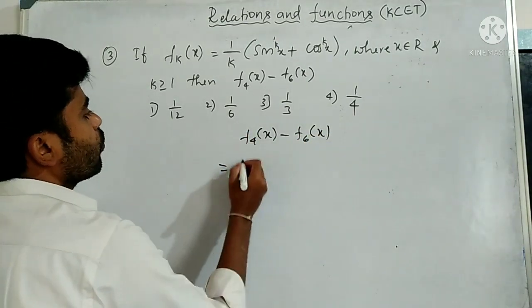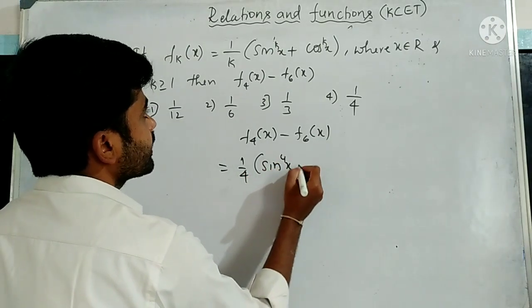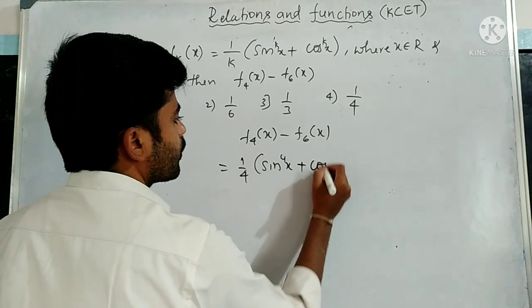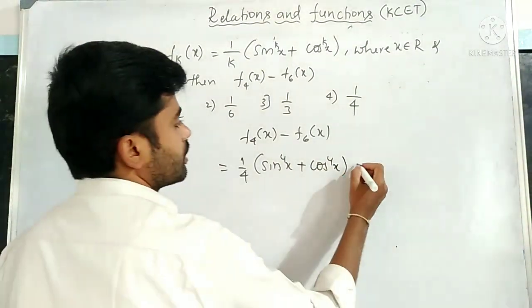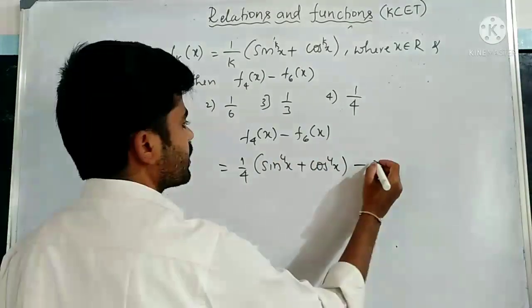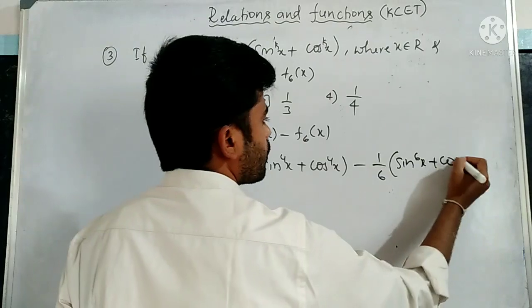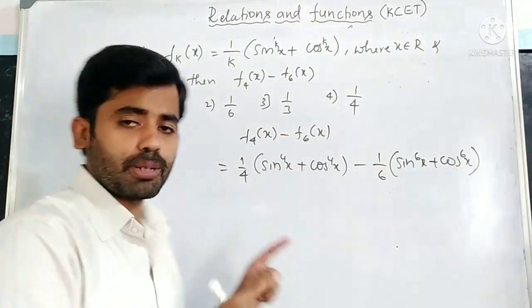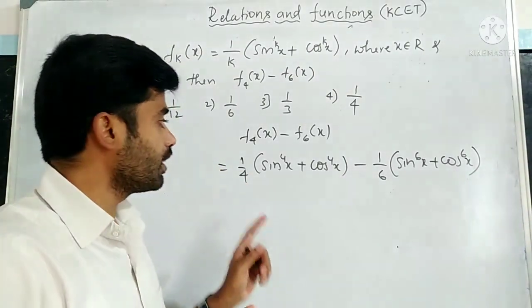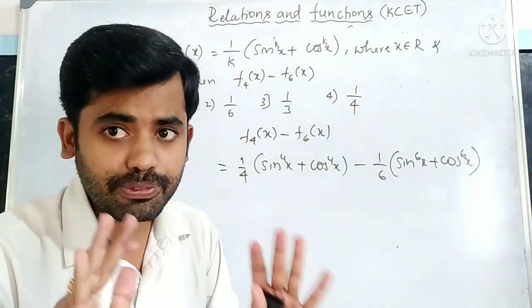Now 1 by 4 sin power 4x plus cos power 4x. In the place of k I put the value 4. Same way minus 1 by 6 sin to the power of 6x plus cos to the power of 6x. If this type of problem is there, you have to fill the x value as either 0 or pi by 2, because it is easy to find.